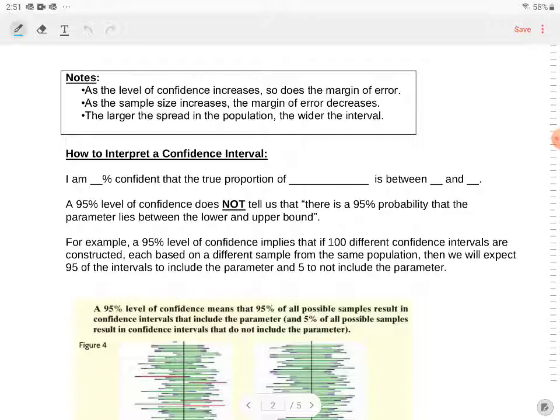Here's the sentence we are going to write every time we interpret a confidence level. We will say, I am blank percent, so 90, 95, 98, 99, confident that the true proportion of, and then we'll have a statement, is between blank and blank. The first blank is the lower level, your lower value or first value of the confidence interval, and this is your larger value, or higher value, second number.